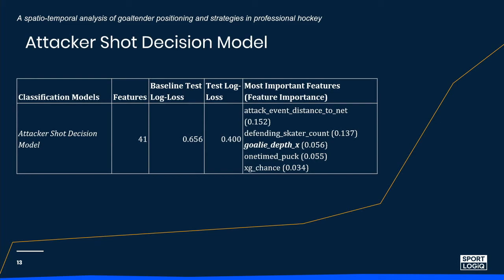And we can see that the goaltender depth is, this is a tree-based model. All these models are XGBoost, I should say. The first two are regressions, and these are classification problems. So goalie depth does have a significant effect, these are the top features out of 41. And then the quality of chance goes in there too, and distance to net and that sort of thing.